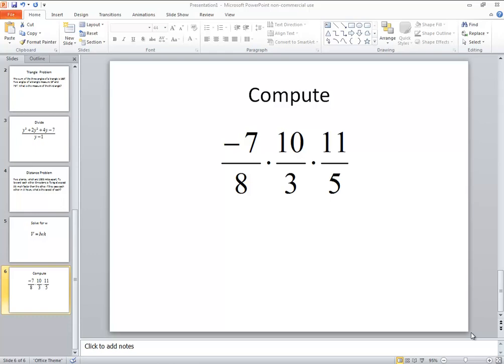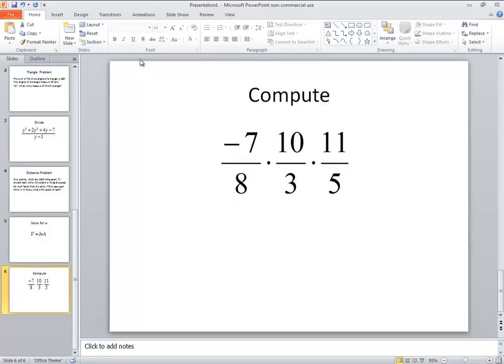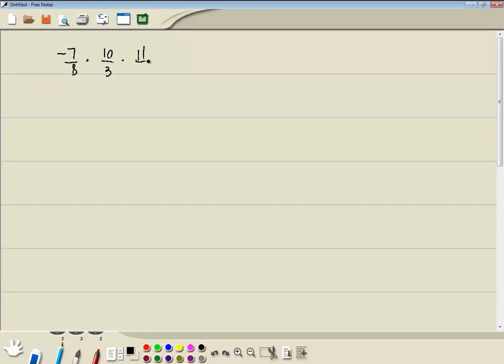Let's take a look at this problem. We got negative 7 over 8 times 10 over 3 times 11 over 5. Now the instructions say to compute, but there are a lot of different ways you could write this. You could say multiply. We're multiplying fractions together. Now remember our steps for multiplying fractions together.